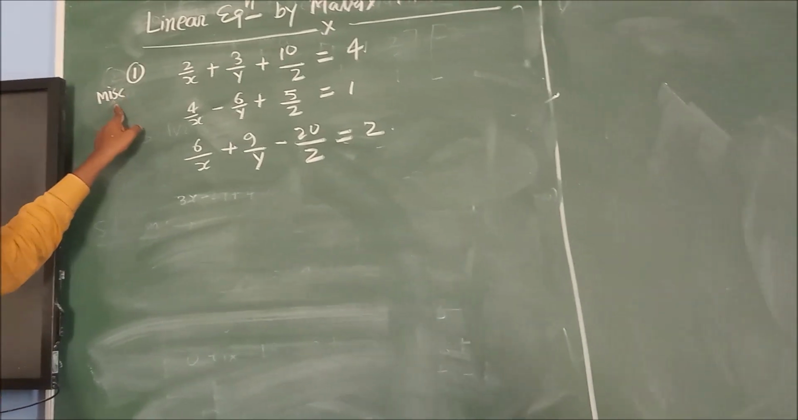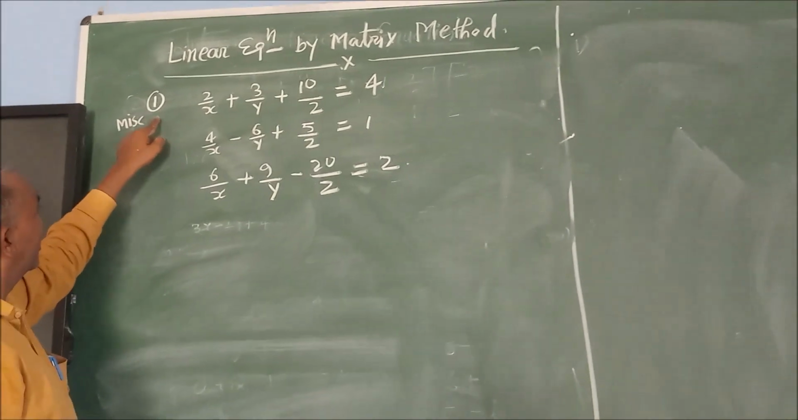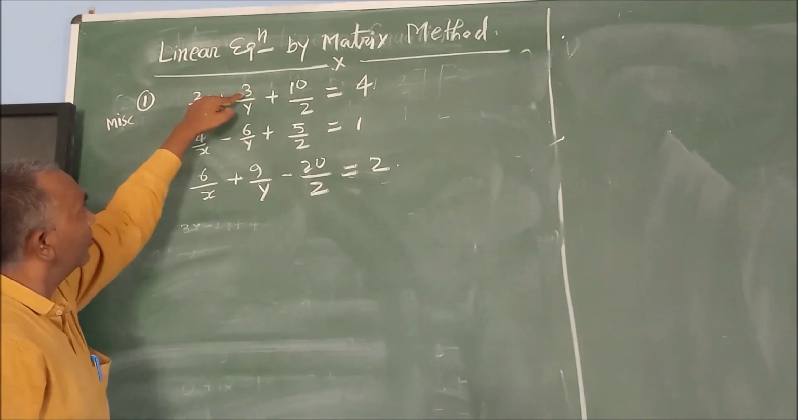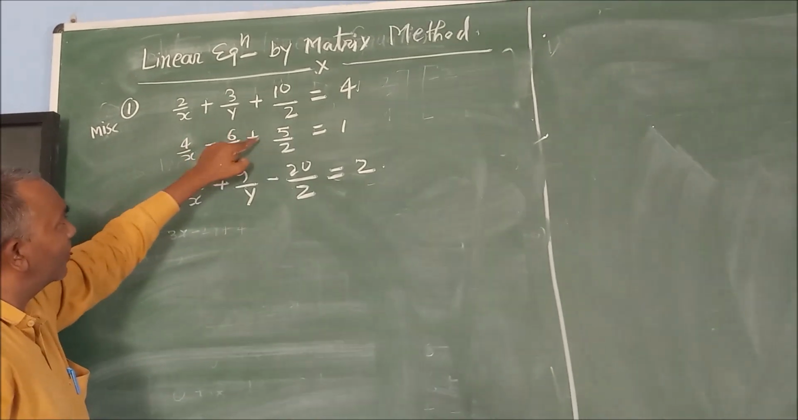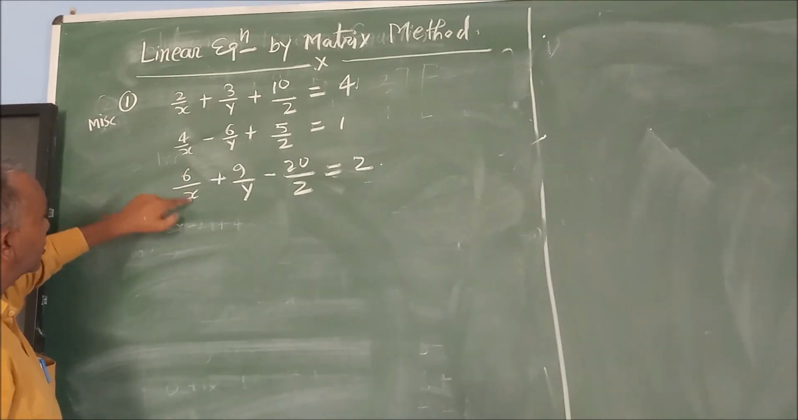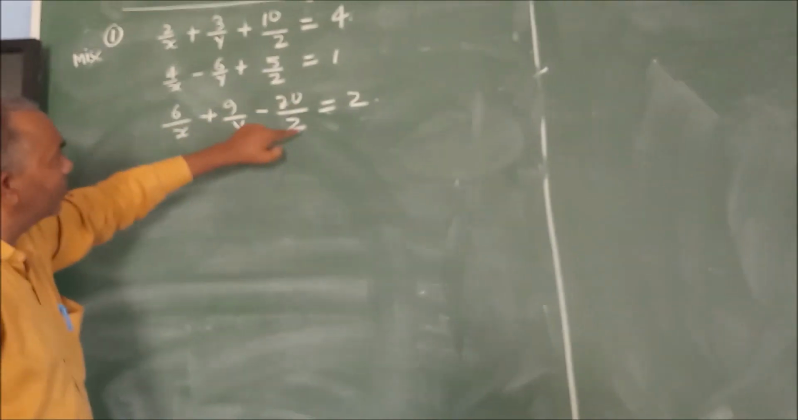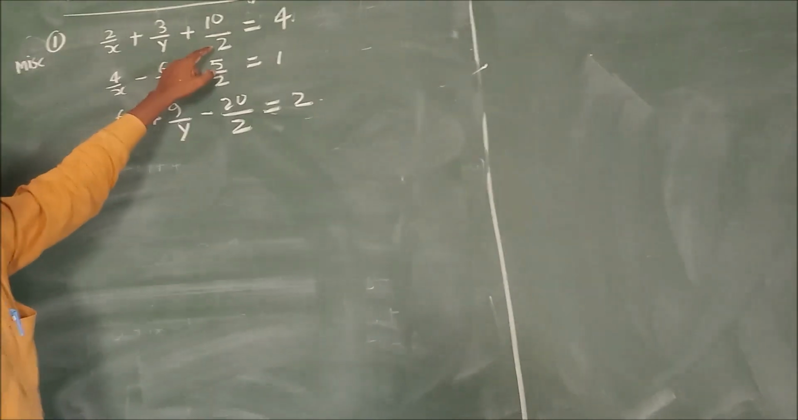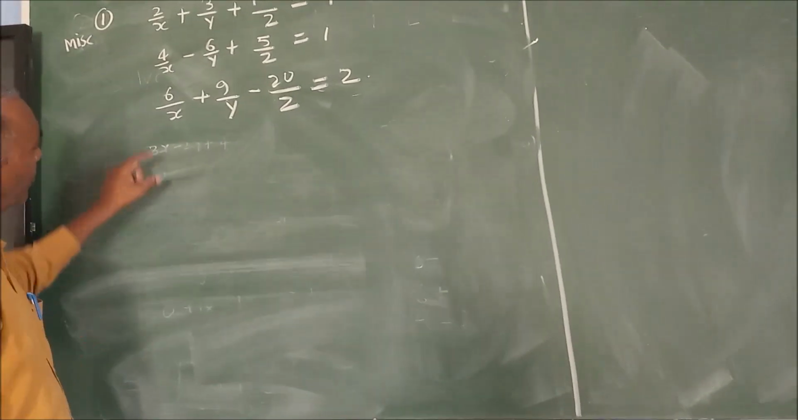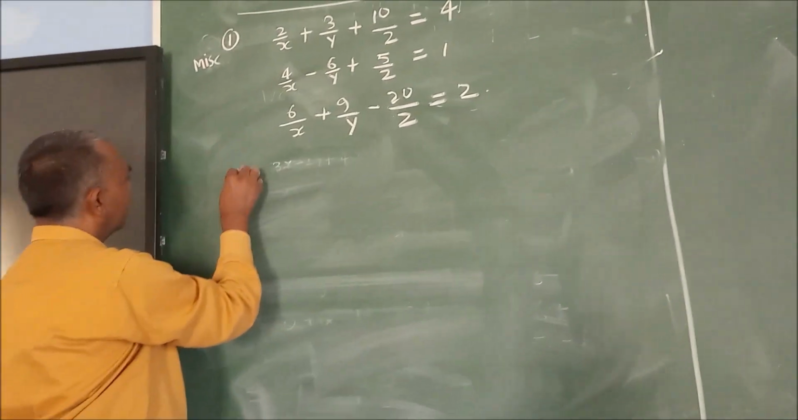This question is from miscellaneous exercise of NCERT. Question is 2/x plus 3/y plus 10/z is equal to 4, 4/x minus 6/y plus 5/z is equal to 1, 6/x plus 9/y minus 20/z is equal to 2. So this is in the form of your variables or in the form of fraction. No problem. You can write this for me here.